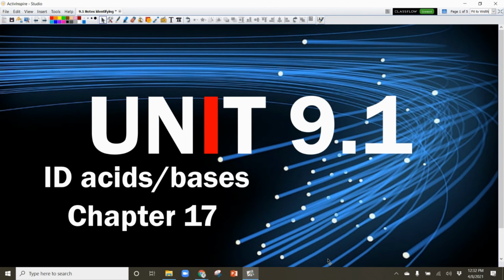Welcome back. This is unit 9.1. We're starting a new unit today, and this first section is on identification of acids and bases. You can find most of this information in chapter 17 of your book.